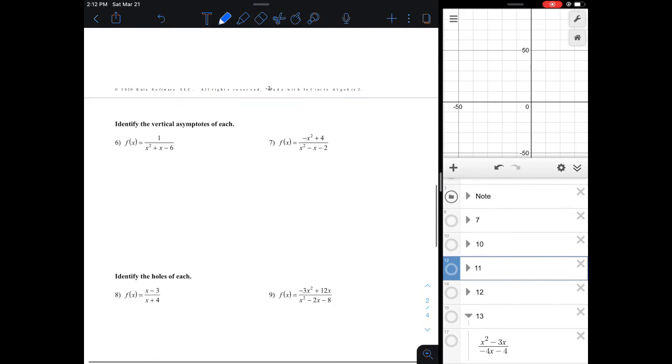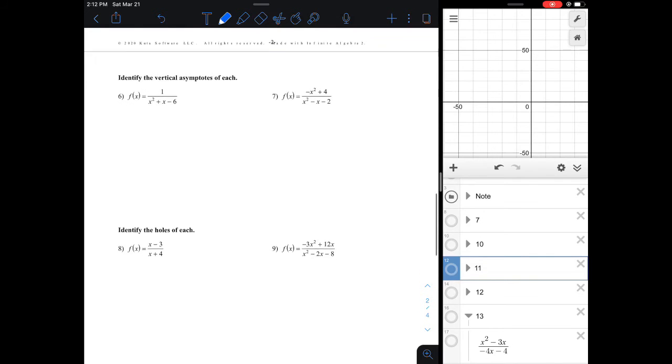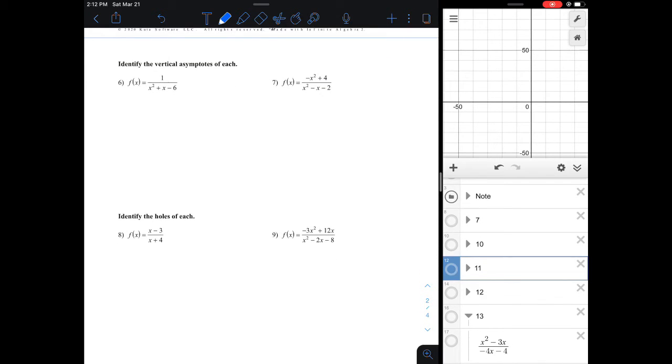Now, let's talk about how we would find vertical asymptotes. Well, vertical asymptotes themselves are values of x that only make the denominator 0. Only make the denominator 0. Bottom equals 0.